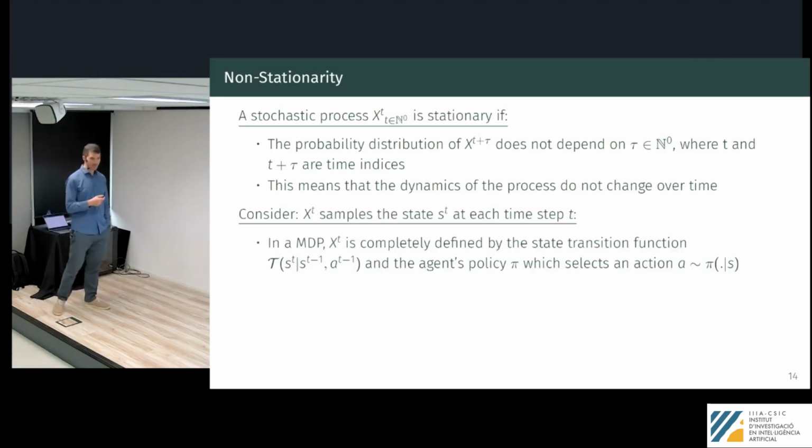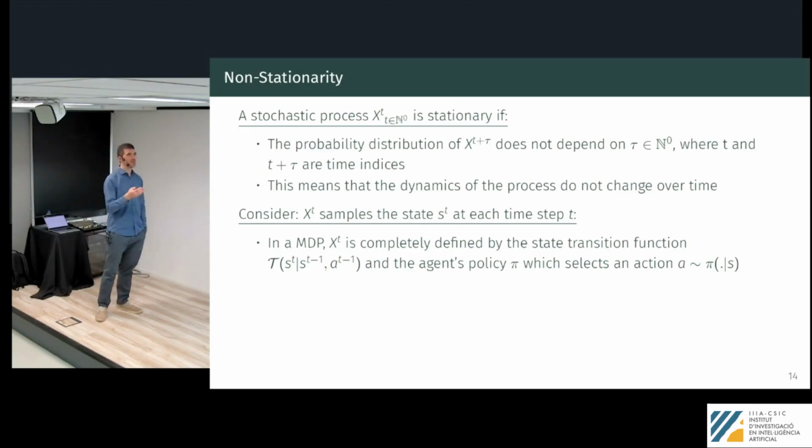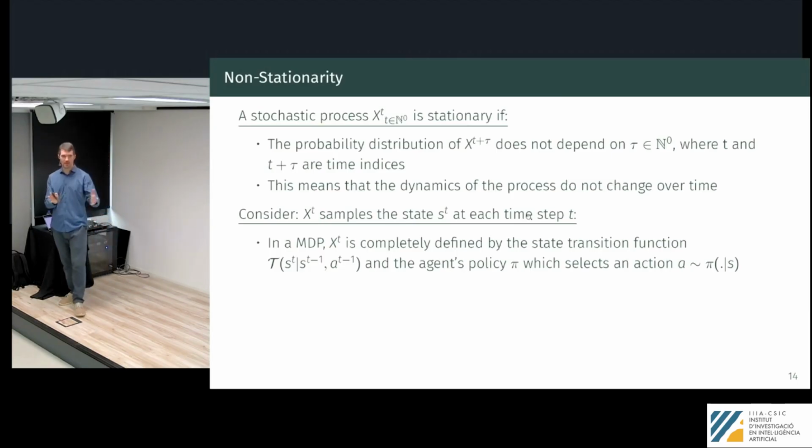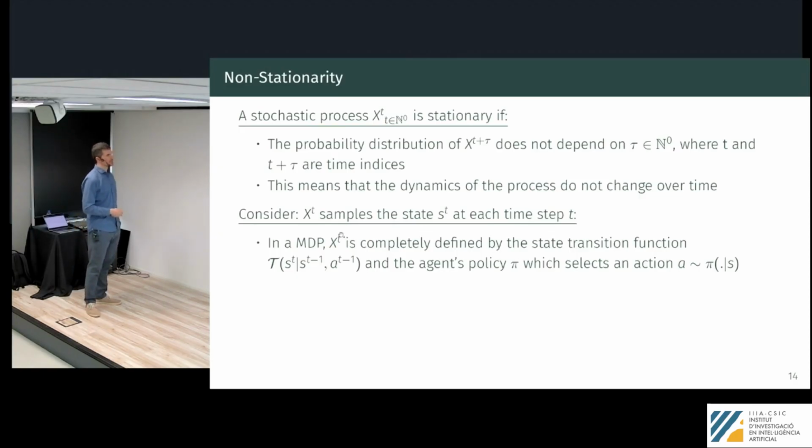So now let's map this into the state processes that we care about. Let's say the random variable X_t at time t is supposed to sample the state s_t at that time step in our world. Okay, we're now using this mathematical construct of a stochastic process, and we're saying that it is actually used to model the states at that particular time. In an MDP, which is the single agent case, the distribution of X_t at that time t is completely defined by the state transition function, which we know from the MDP, and the agent's policy pi, which selects the actions, which in turn also only depend on the state s that we're in.